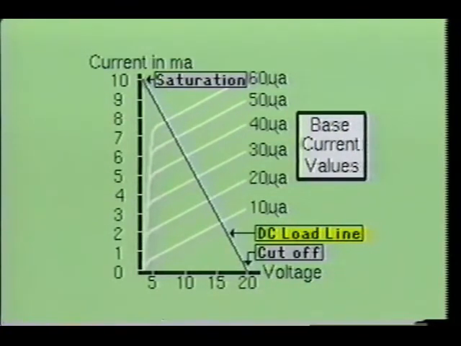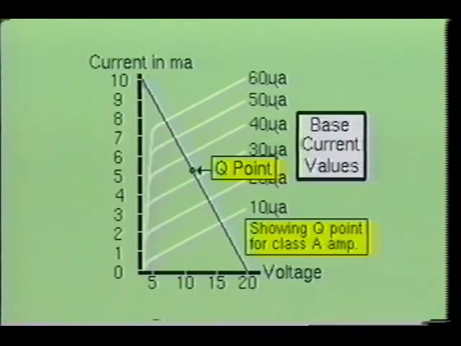The maximum collector current is developed when the transistor is at its saturation point, and the maximum collector emitter voltage drop occurs when the transistor is at its cutoff point. Typical amplifier operation will usually be somewhere along the DC load line between saturation and cutoff. When no input signal is applied, the amplifier's operating condition will be at a specific point on the DC load line called the quiescent operating point, or simply its Q point.